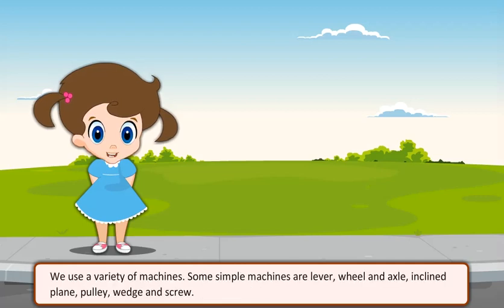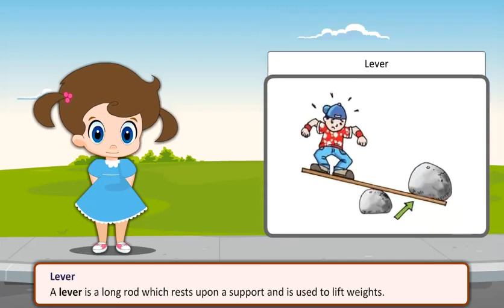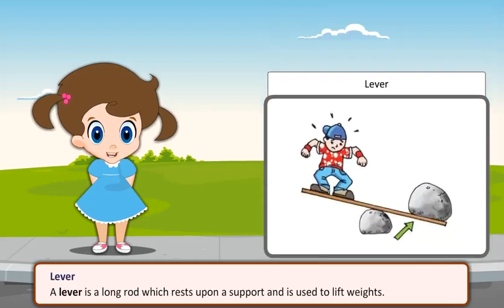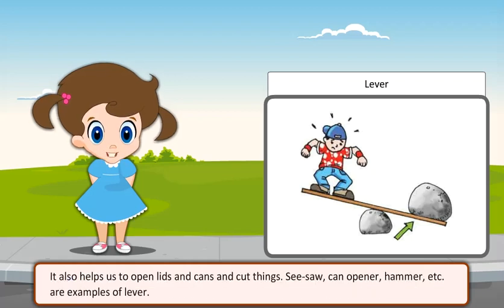We use a variety of machines. Some simple machines are lever, wheel and axle, inclined plane, pulley, wedge, and screw. Lever. A lever is a long rod which rests upon a support and is used to lift weights. It also helps us to open lids and cans and cut things. For example, seesaw, can opener, hammer, etc.